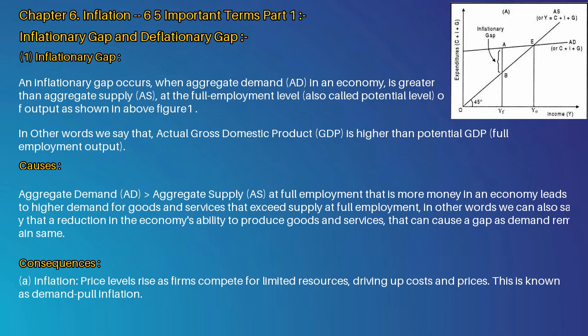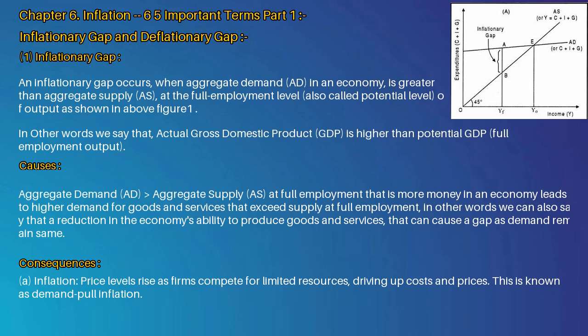What are the main reasons which cause inflationary gap? Causes: aggregate demand, AD, greater than aggregate supply, AS, at full employment, that is, more money in an economy leads to higher demand for goods and services that exceed supply at full employment. In other words, we can also say that a reduction in the economy's ability to produce goods and services can cause a gap as demand remains the same.